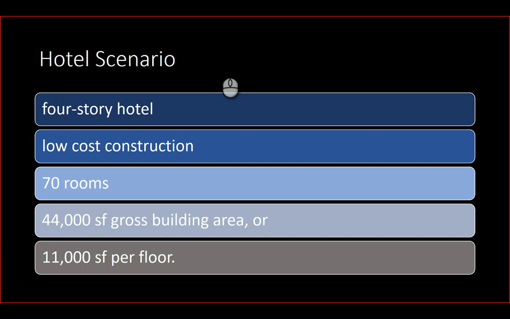All of these things affect whether this design will be compliant or not. An example is often the best way to get the ideas across. So this video is focused on a schematic design of a hotel from the first steps of positioning the building on the site to laying out the rooms and exit. Here's our design scenario. The client's concept is a 4-story hotel with low-cost construction. It has 70 rooms and a total 44,000 square feet gross building area, or about 11,000 square feet per floor.